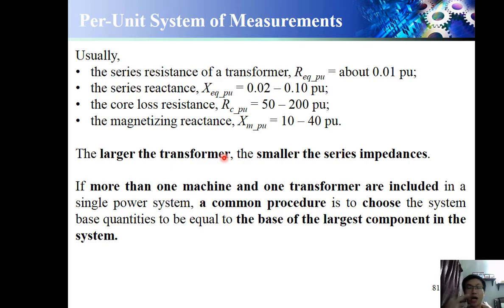There's no volt, no ampere, no ohm. Then the magnetizing reactance XM is 10 to 40. The larger the transformer, the smaller the series impedance. If more than one machine or transformer is included in a single power system, a common procedure is to choose the system base quantity to be equal to the base of the largest component in the system. For example, if I have two transformers connected together with a few voltages, we must choose the highest voltage as the reference or the base.